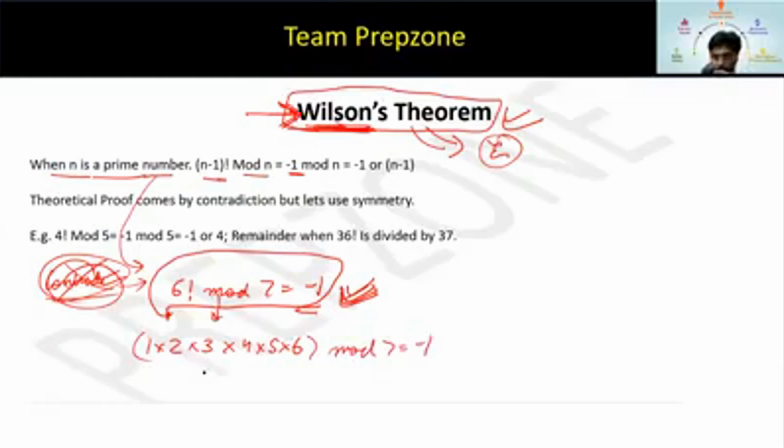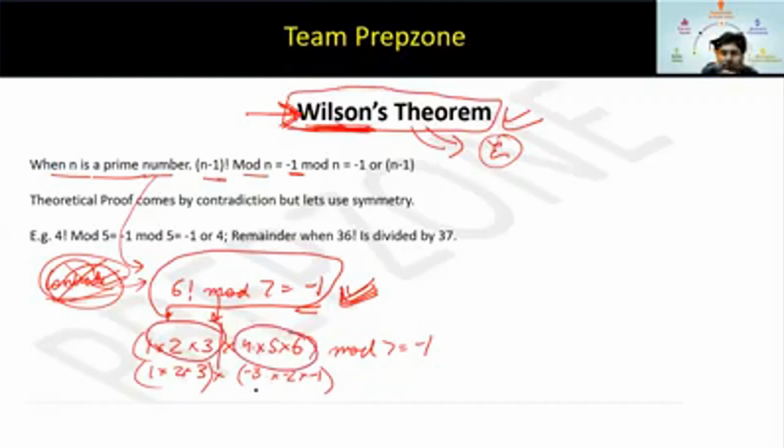So can you just have a look here that this is 1 into 2 into 3. This is what? -3, 4 mod 7. This is what? -2. This is what? -1. Is this clear, everyone? Can I break it like this? This part and this part, right? So can you see a symmetry here? 1, 2, 3, -3, -2, -1. This is symmetrical, right? So hence what I will get? 6 into -6 mod 7.